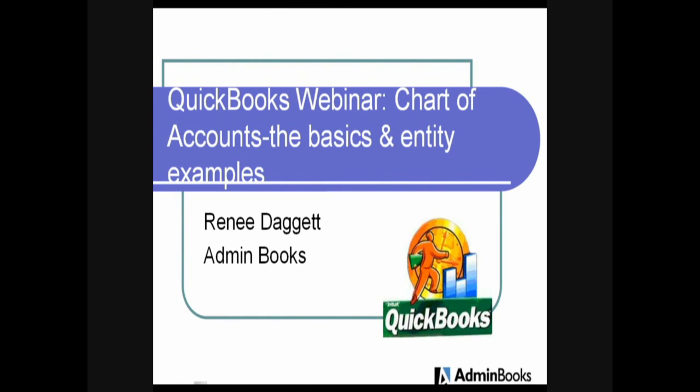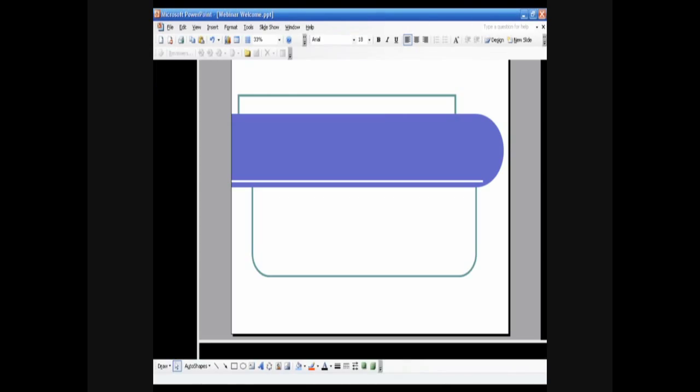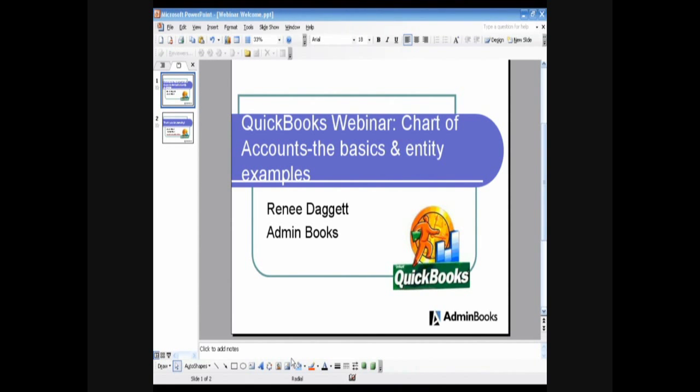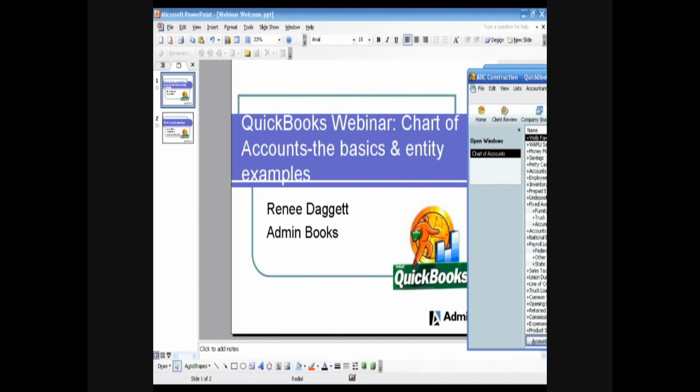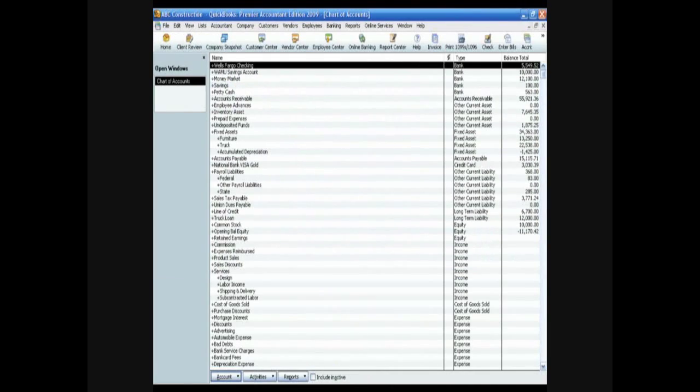So we're going to get started. Let me make a couple clicks here. And I want to bring up the sample QuickBooks file. Give me a moment. I have a dual screen here, and I want to switch it over here.